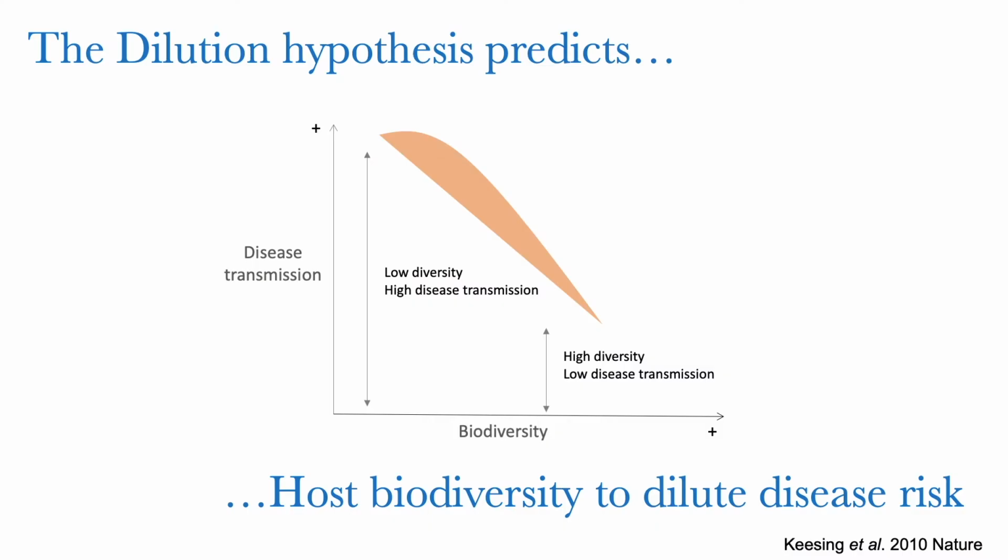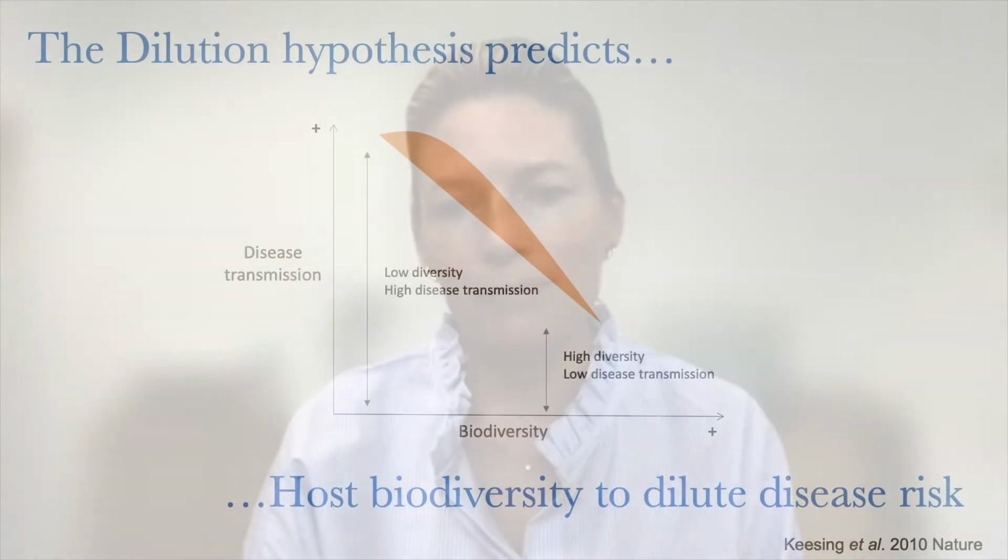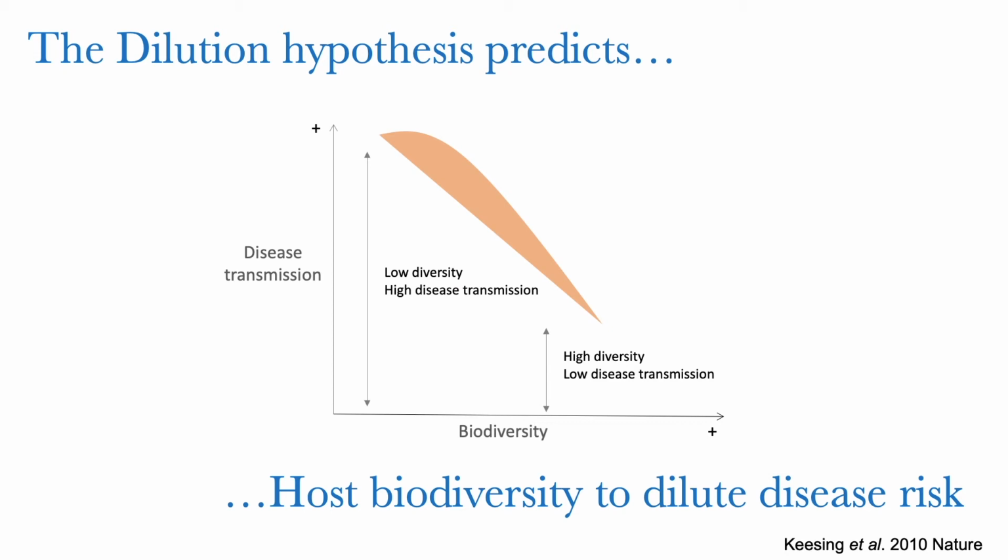The dilution hypothesis links disease risk to natural levels of biodiversity. It predicts that with increasing levels of biodiversity, we should see reduced levels of disease transmission, so that when we have poor species communities, we would expect to see high disease transmission. And as biodiversity increases and the number of species increases, we should see a decrease in disease transmission. The dilution hypothesis has focused on the diversity of host species and the ability of the host community to dilute disease risk.